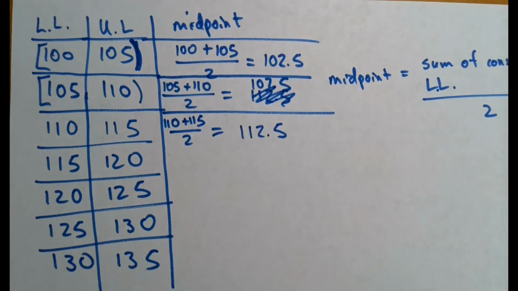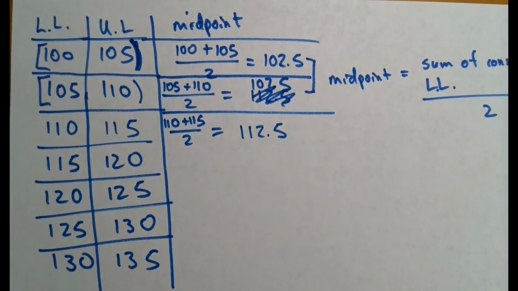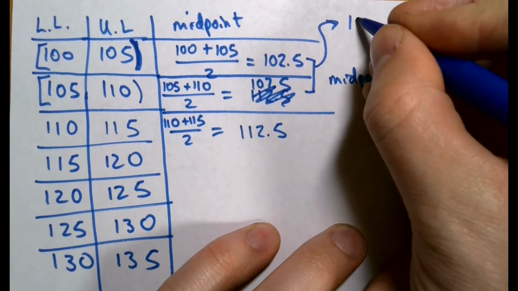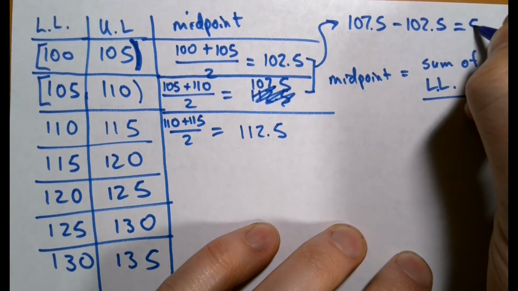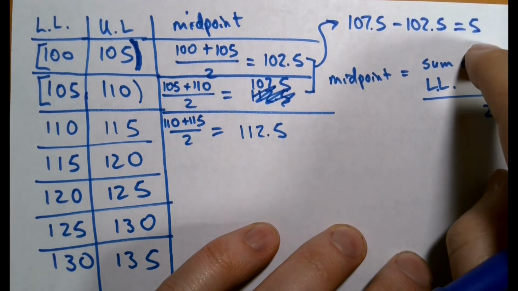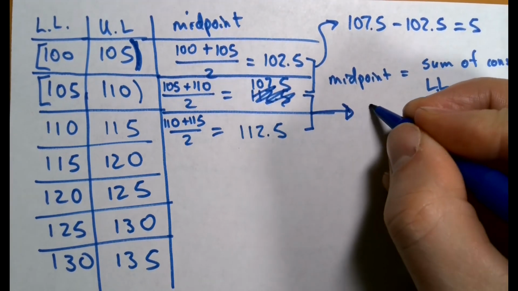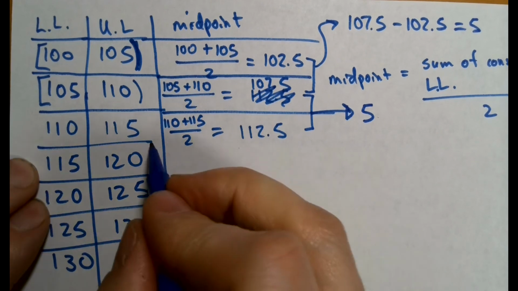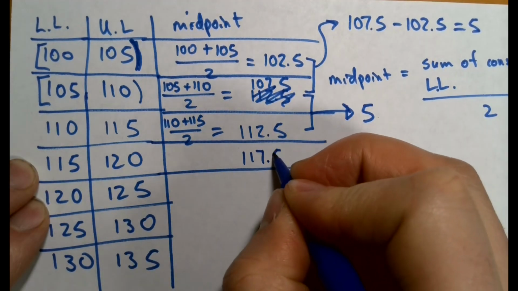Now let's make an observation. How far apart are these two midpoints? Well, the way to do that mathematically is to do 107.5 minus 102.5, and we get 5. That seems familiar, doesn't it? We could look at the same thing here, and we could see that these are also 5 units apart. In fact, that's going to be true for every single midpoint. They're going to be exactly 5 units apart.